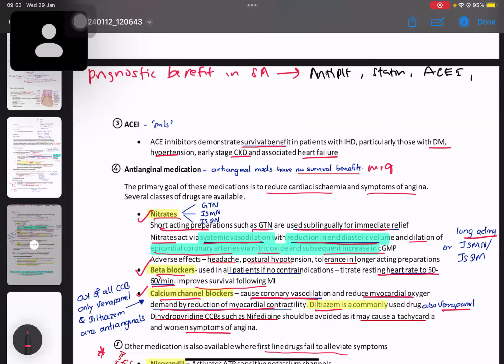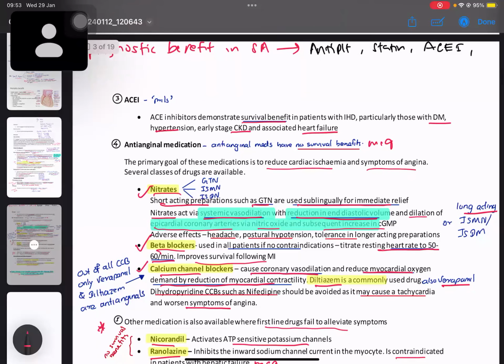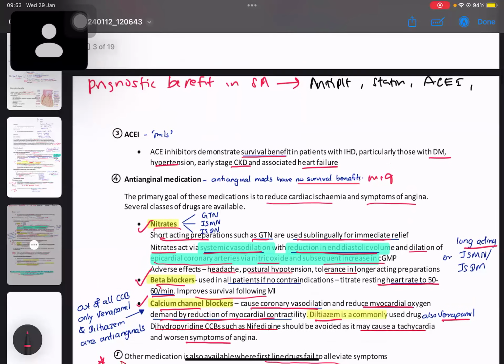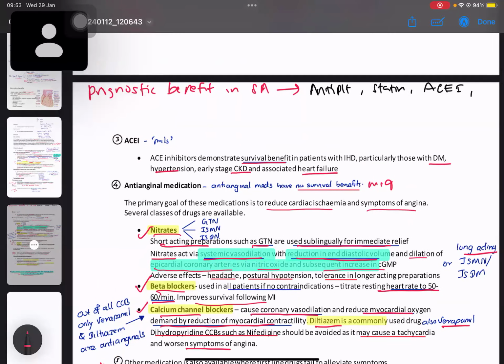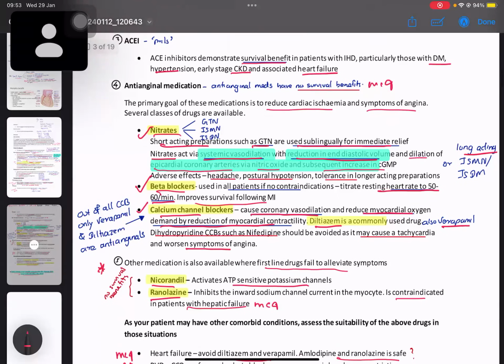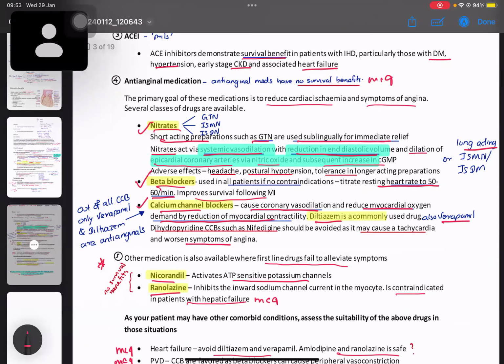Then we have anti-anginal medication. Remember, these anti-anginal medications don't have survival benefits. So these are main MCQ points. So in chronic stable angina, the drugs with the prognostic benefit or survival benefit are antiplatelets, statin, and ACE inhibitors. Okay. The anti-anginal medications, their primary role is to reduce the cardiac ischemia and symptoms of angina.